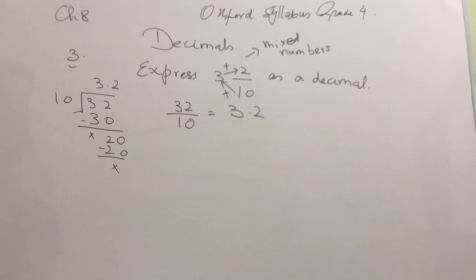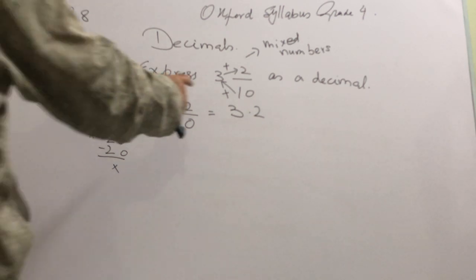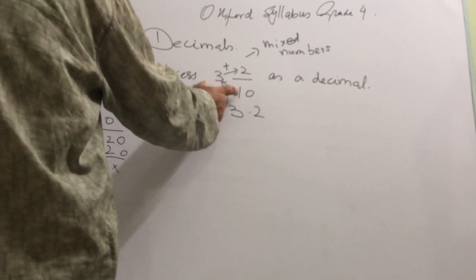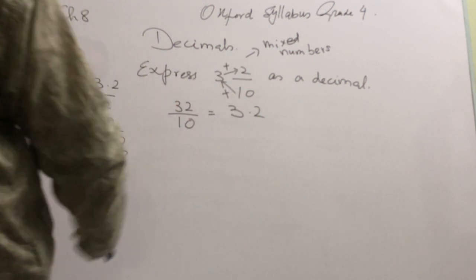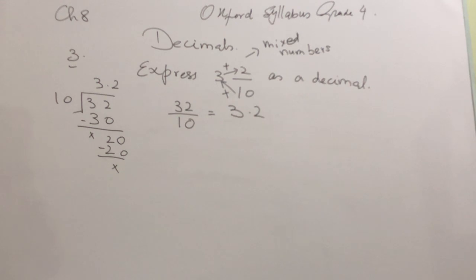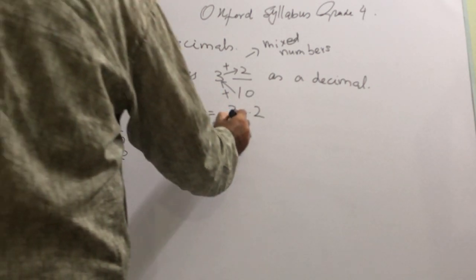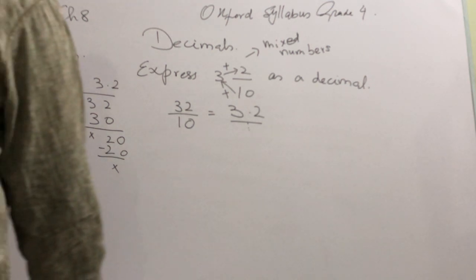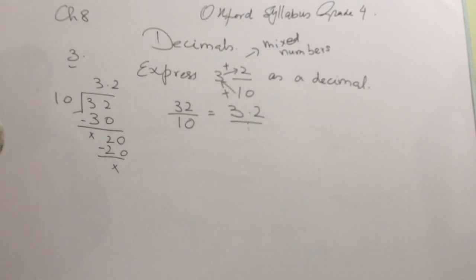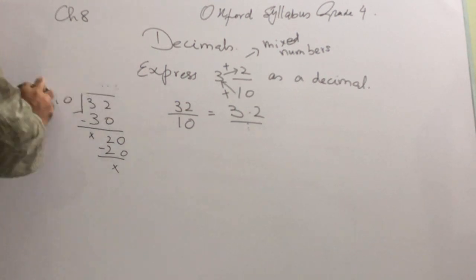So remember, this is a two-step question. The first step is that we need to convert this mixed number form into a simpler form by multiplying these two. 10 3s are 30 plus 2, 32 over 10. Then we divided the numerator by the denominator and we got the answer 3.2. Now this is in decimal form. This is the answer. So we have done point number 3.